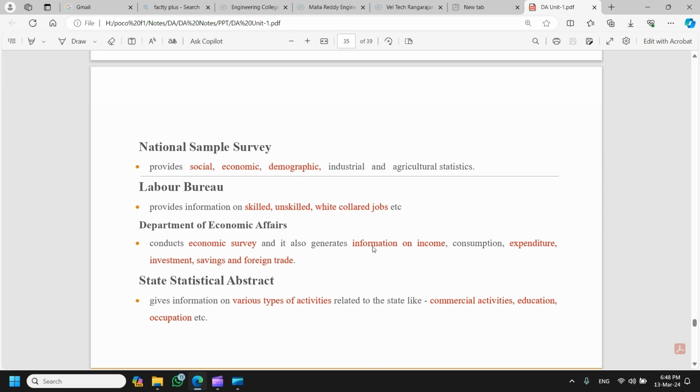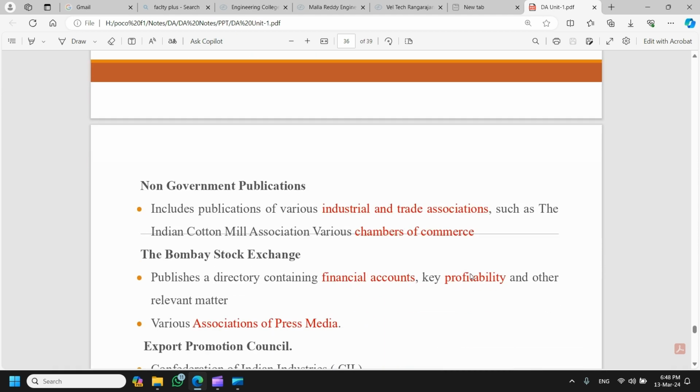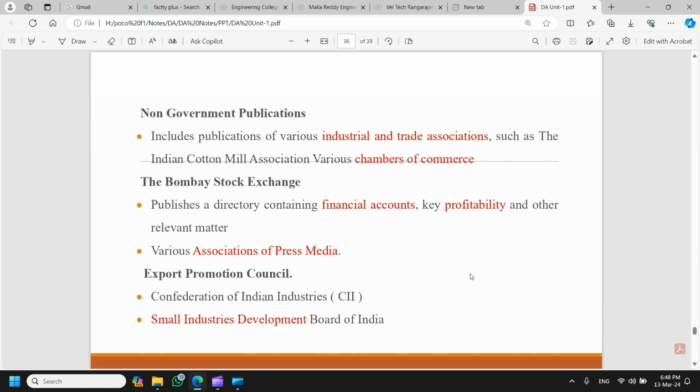The Department of Economic Affairs produces the Economic Survey, with information on income and consumers, and also expenditure, investment, savings, and foreign trade. State statistical abstracts give information about various activities related to the state, such as commerce, education, and occupation. Non-government organisations include industry and trade associations.